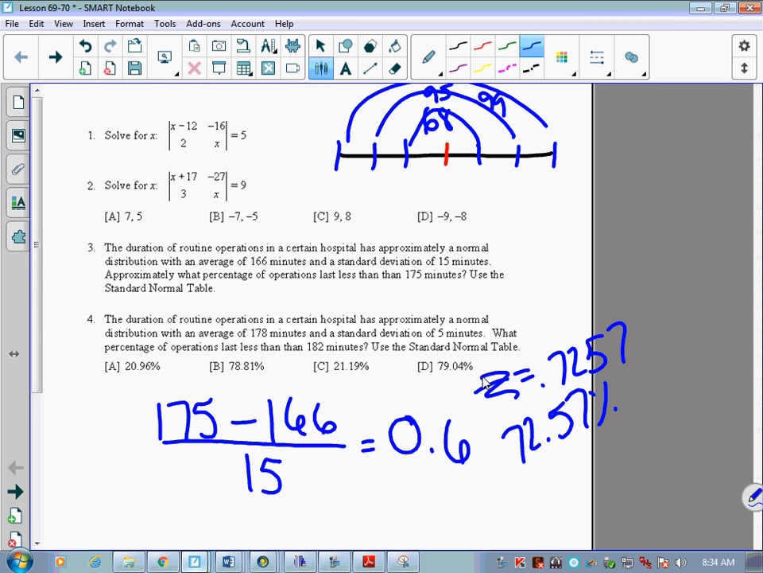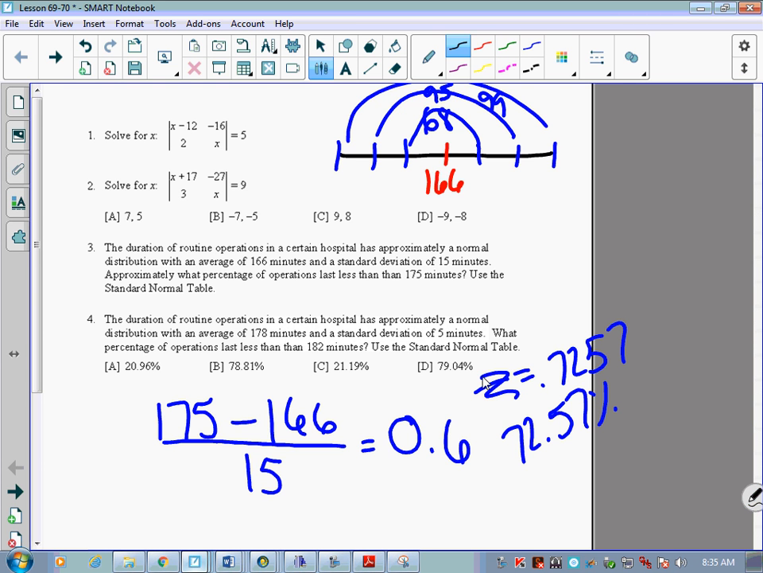Okay. So, our answer to what percentage of the operations last less than 175 minutes is 72.57%. What does get tricky, I don't think that they're going to try to trick you on this lesson yet. They'll get into more advanced types of questions, where we're looking at 175 and we're asking how many are more than 175 minutes. Because if you look, the mean of the distribution is 166. So we're saying, oh, well, 166 is here. The standard deviation is 15.